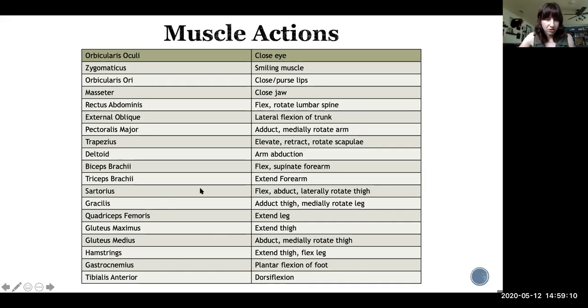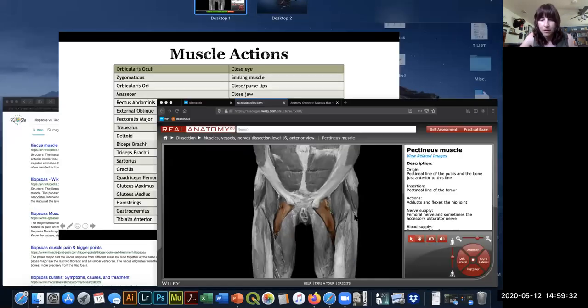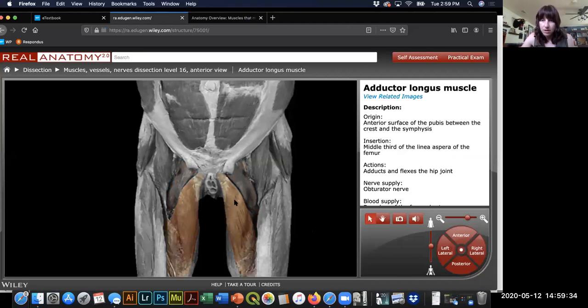Okay, so sartorius is laterally rotating. Your gracilis is medially rotating. It's going to be doing the opposite of whatever the sartorius is. The sartorius is going to help to abduct your leg, right? So you're going to be removing it from the midline. And then your gracilis is going to adduct it, which is adding it back to the midline, okay? Let's see if we can find them here.